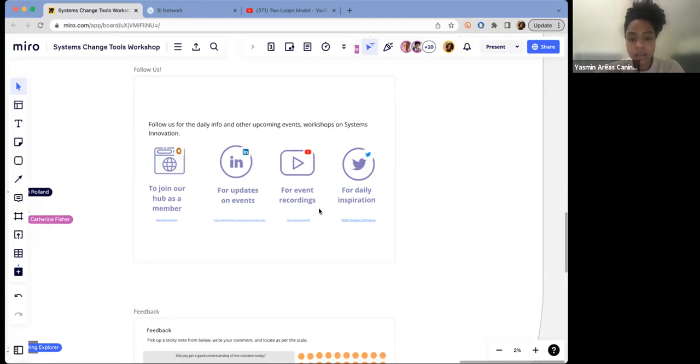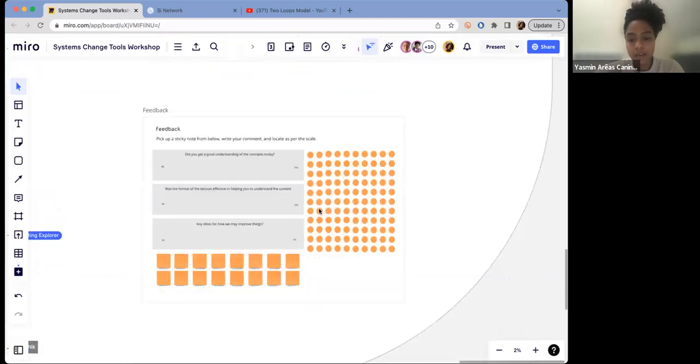And here is always the feedback. 3 main questions, as you always have. Did you get a good understanding of the concepts today? Was the format of the session effective in helping you understand the content? And any ideas on how we can improve? So you can just bring these dots to this line here, and here are some sticky notes if you want to identify any ideas for us to improve and do something different.